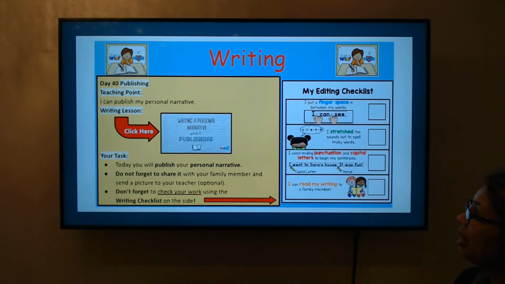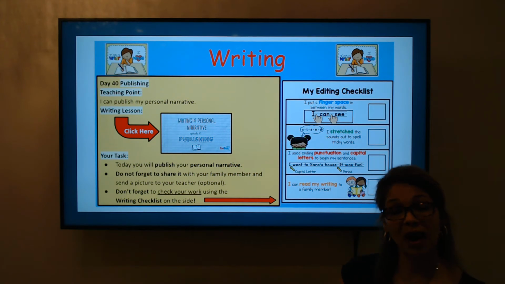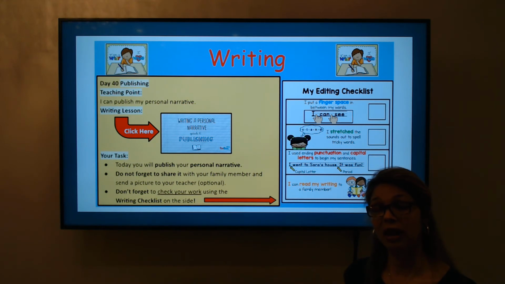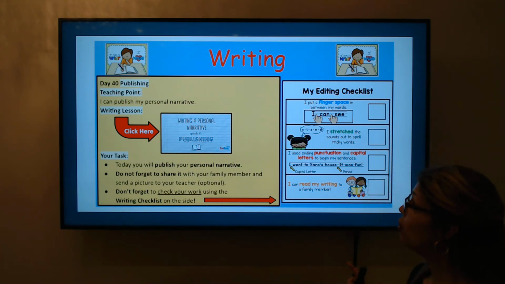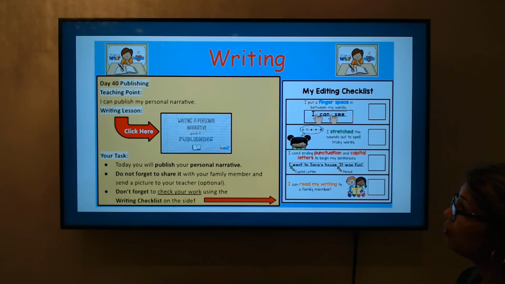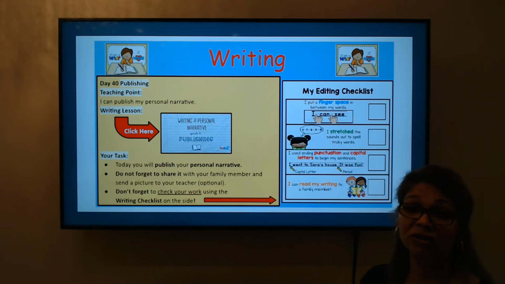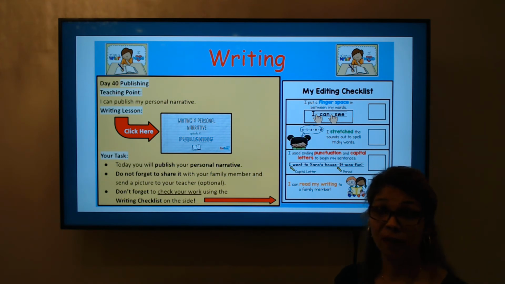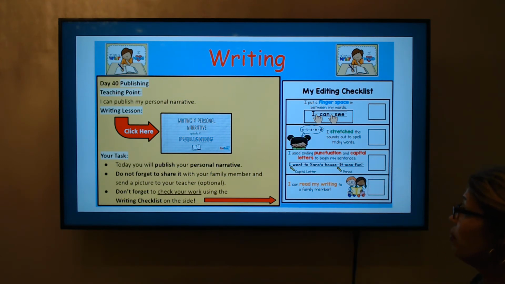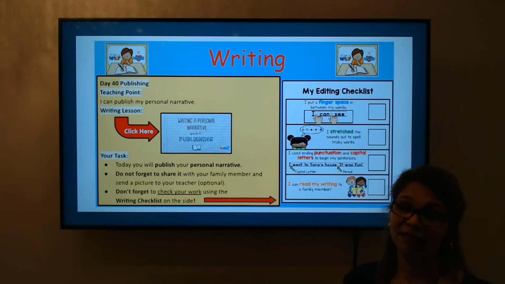So the next slide that you'll see is the writing slide. As many of you know, we follow the Teachers College Reading and Writing Project, the Lucy Calkins Reading and Writing Project, and each one of our kiddos does get immersed in 4 units of study. And so the last unit of study for first grade is narrative writing, and the last unit of study for kindergarten is actually persuasive writing.